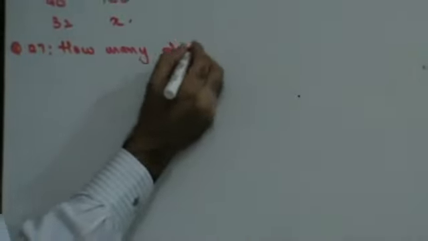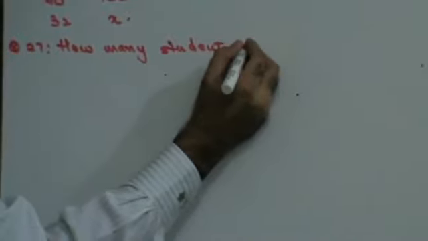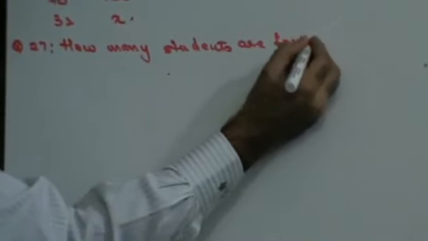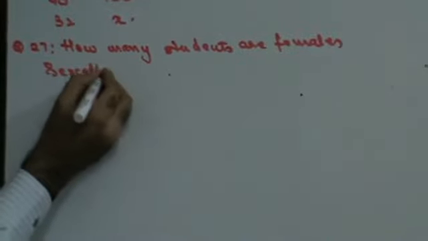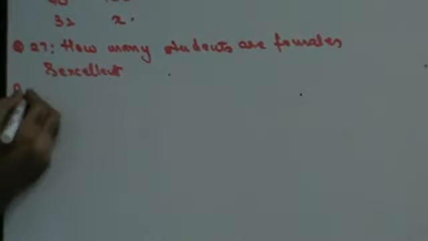Question number 27. How many students are both females and excellent? Female and excellent, 16. There are 16 students who are female and excellent.